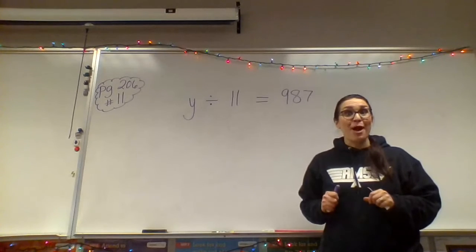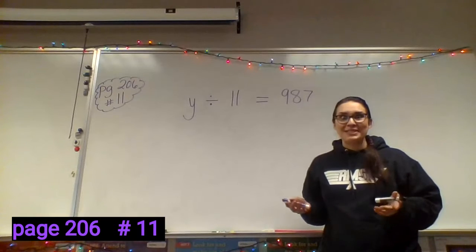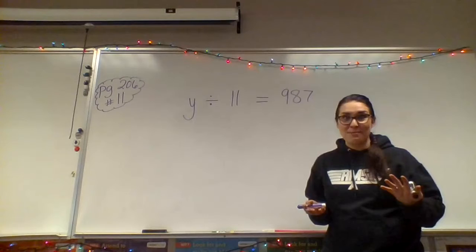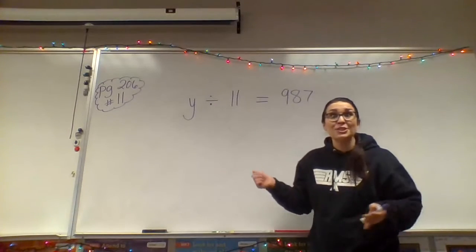All right, the next problem that I would like to look at together is still on page 206, but now it's number 11. And it's really similar to that very first example that we did where we had m divided by 5 equaled 7, right? Because we're still doing division.